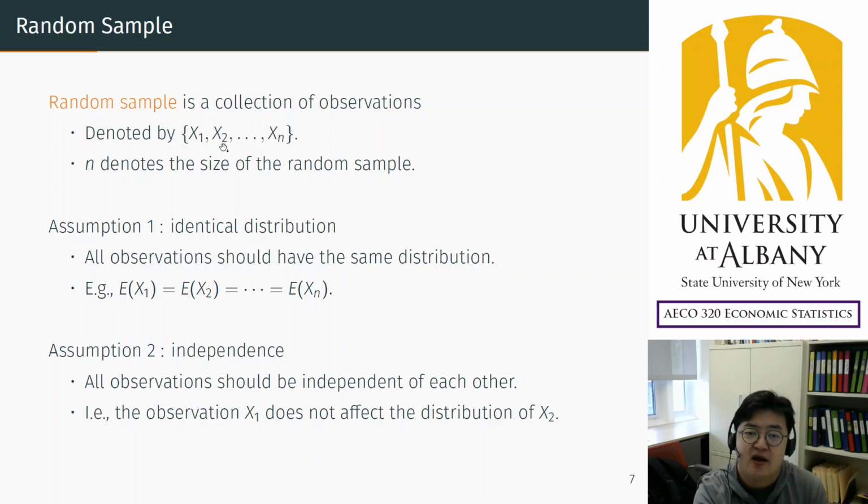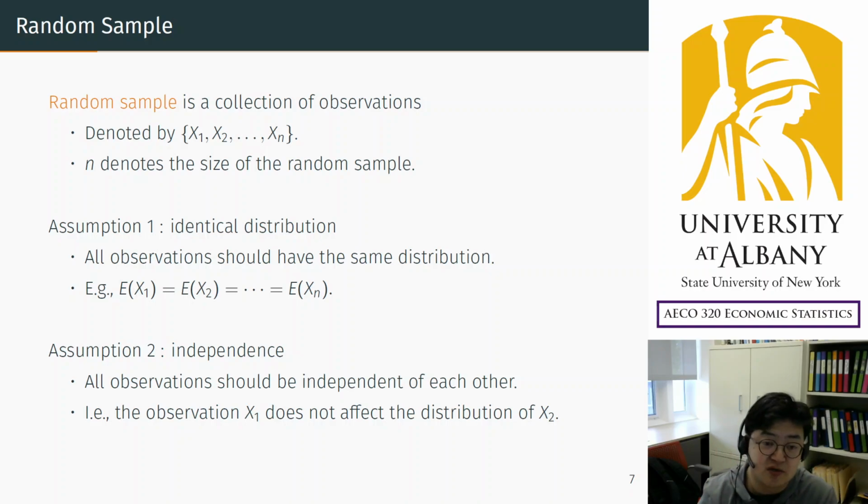We observe n observations. As before in chapter 1, usually n denotes the sample size, right? In our example, we observe 1,000 people's income. So that is a random sample. We have 1,000 numbers, and we can denote them as x1, x2, up to x1000. That is a random sample.